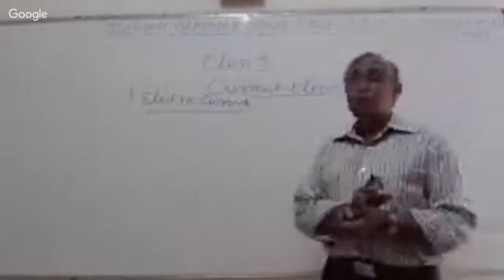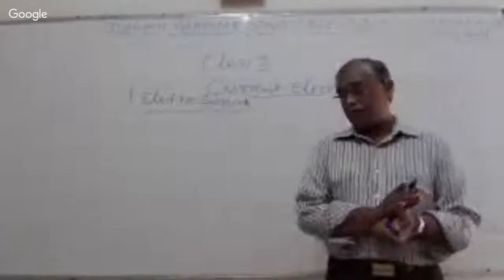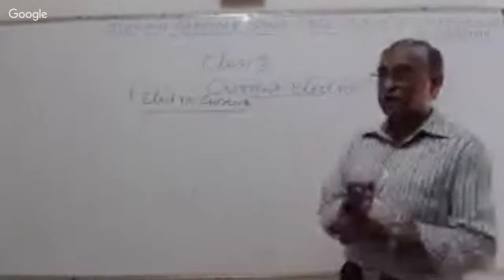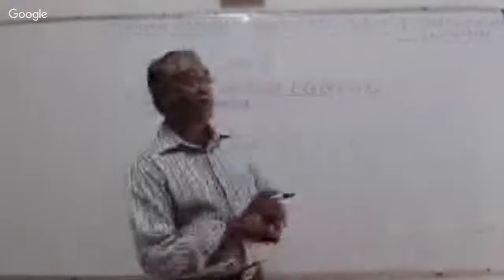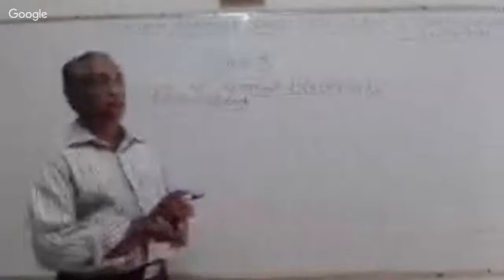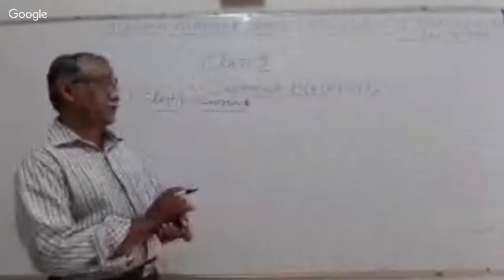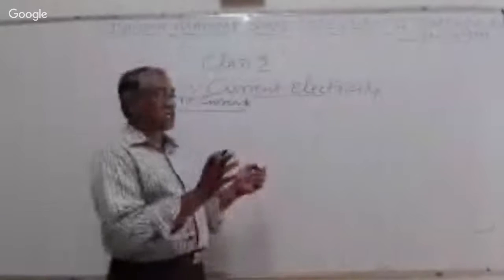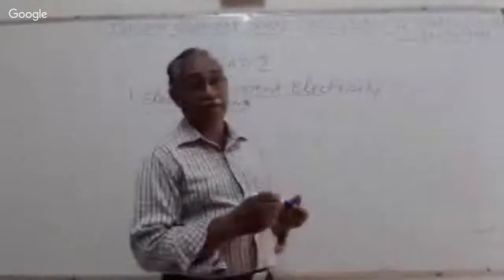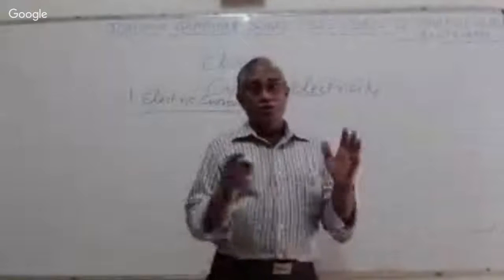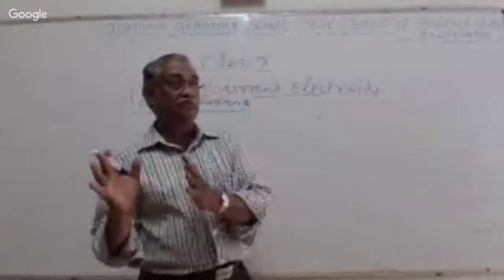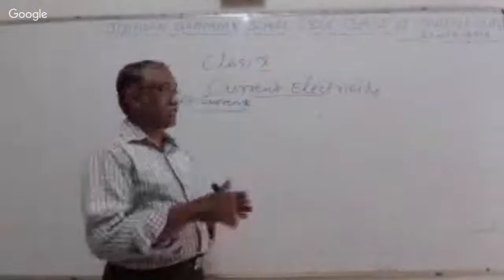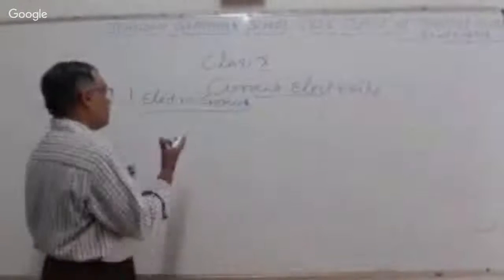So we call it electric current, or in other words, the rate at which electric charges flow in a conductor, or rate of flow of electric charges in a conductor. It means a charge starts flowing from one point to another point in a conductor, and if you connect it with time, that is the rate of flow of electric charges. It is represented by the letter I.